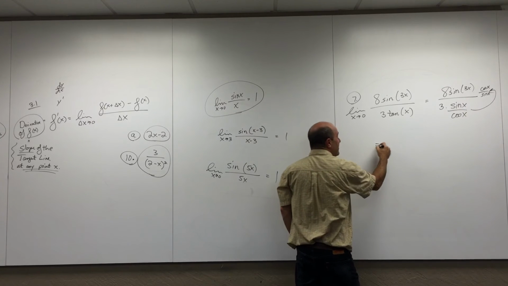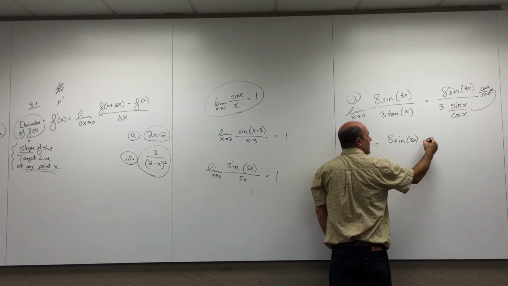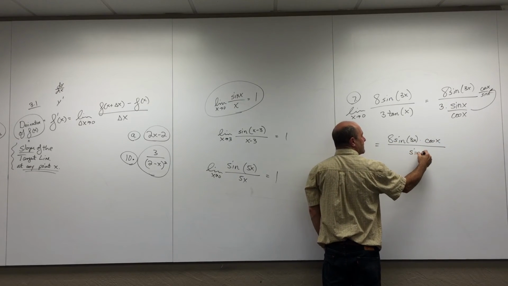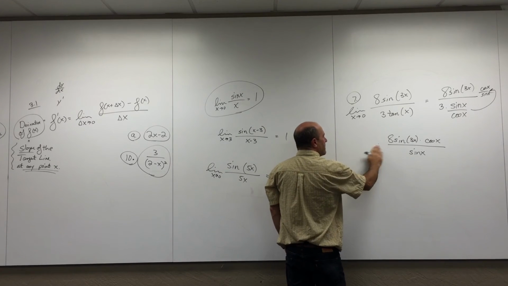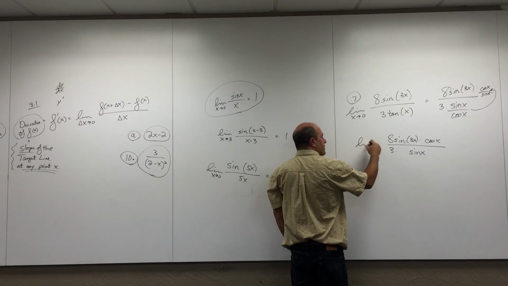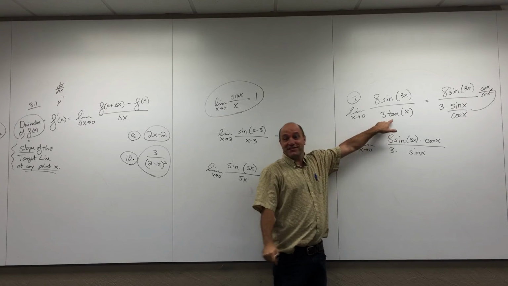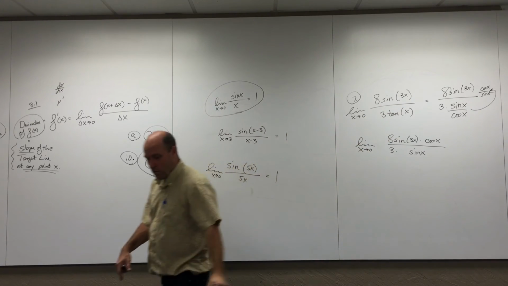All right, well, anyway, where am I now? I got an 8 sine 3x. I got a cosine x. And I got a sine x. And there's a 3 down here. And I'm trying to do the limit as x goes to 0. Changing tangent to sine over cosine and flipping it up led me here. I got more work to do.